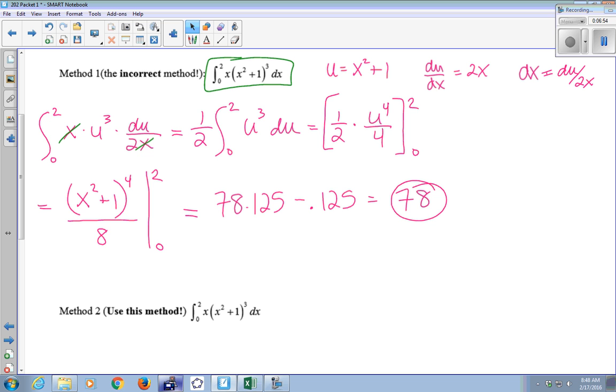That's a good idea, but it's not that. Oh yeah, so I changed notation. No, that's not the problem. This means the same thing as that. It does have to do with the limits of integration though.